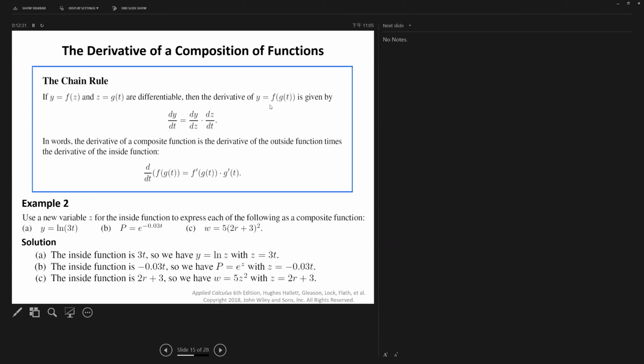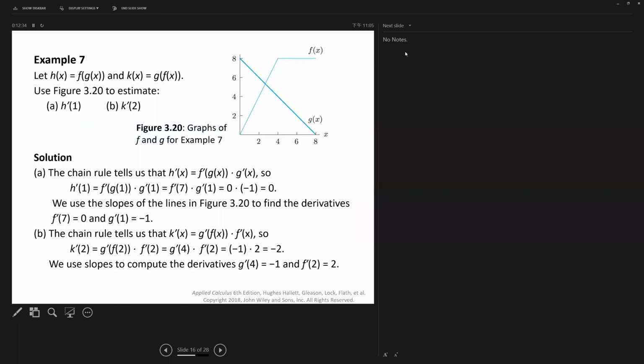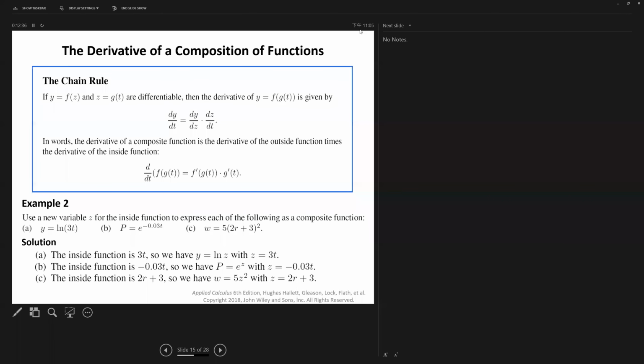A compositional function. Y is equal to f of g of t. Then the derivative of y, dy dt, is dy dz multiplied by dz dt. Now, this notation can be a little bit confusing, but let's take another look. Another way to look at this is you want to take the derivative of the compositional function. First, you take the derivative of f, and then you multiply that by the derivative of the inner function, which is g. Okay, so let me show you an example.